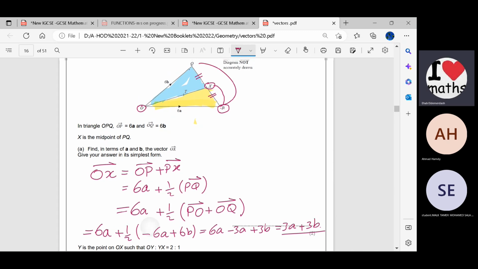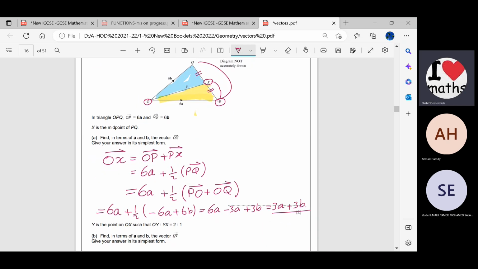They are saying the following. We already found the vector OX. Is it clear guys? Do you have any problem with this part? I know it's the first time we are doing the vector so it will be a little bit hard. Next time, God willing, it will be so easy. But for this time it's the first time.